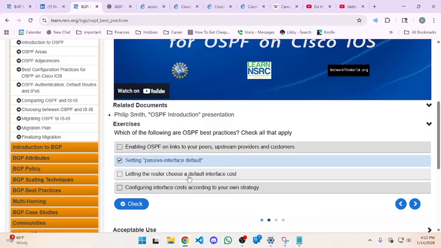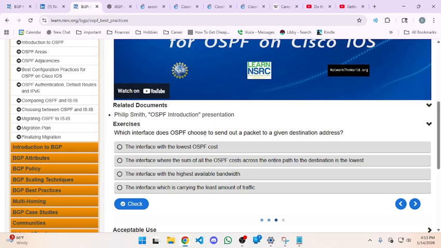So this is good. Letting the router choose a default interface cost. Nope. Configuring interface cost according to your own strategy. Yep. So I think this is right. Yeah, because then you're more intelligently enabling it on the interfaces you want it on, and you don't have to worry about accidentally not configuring an interface as passive when it needed to be.